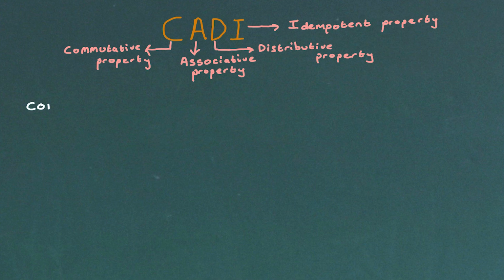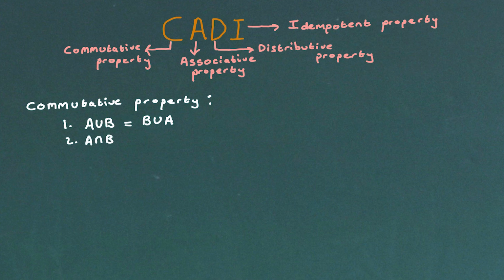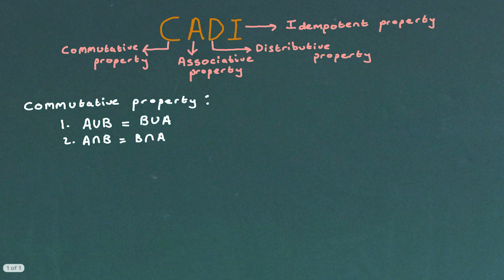Let me show you. For the commutative property, let's have 2 sets A and B. The union of A and B is the same as the union of B and A, so the order doesn't matter. And the second rule will be for the intersect. The intersect of A and B is the same as the intersect of B and A, and that's the commutative property.